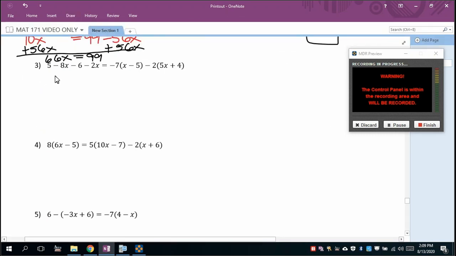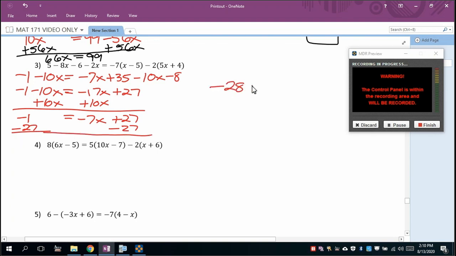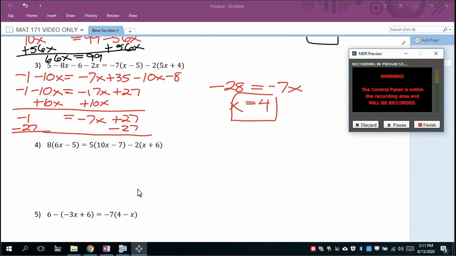So basically, I'm going to go ahead and combine the like terms here now. So we have negative 1 minus 10x, and then we have negative 7x plus 35 minus 10x minus 8. So negative 1 minus 10x will equal negative 17x plus 27. I'm going to add 10x to both sides. So what happens here, we get negative 1 equaling negative 7x plus 27. If we take away the 27 from both sides, what we'll get here is negative 28 equaling negative 7x. So x will equal 4.